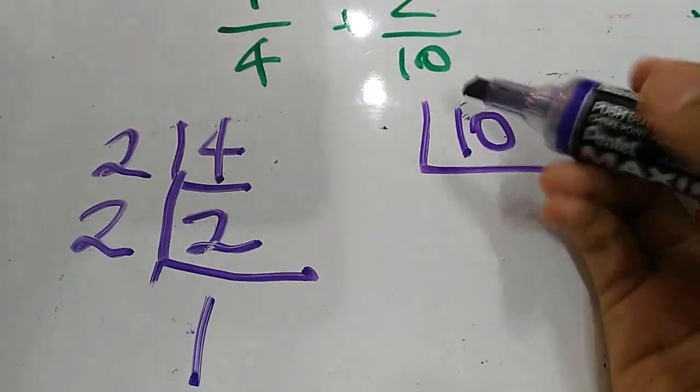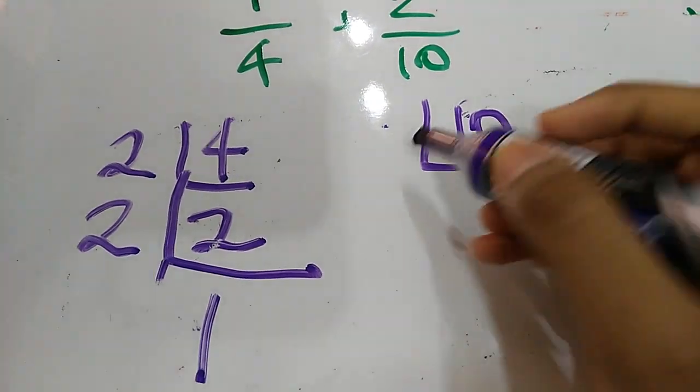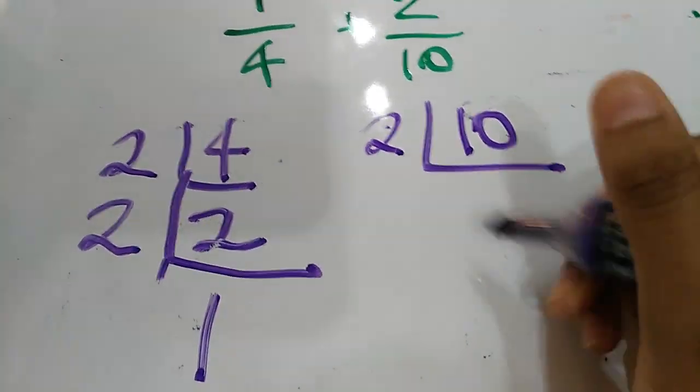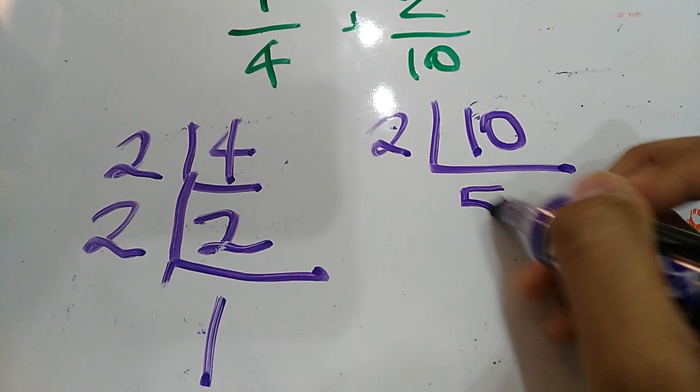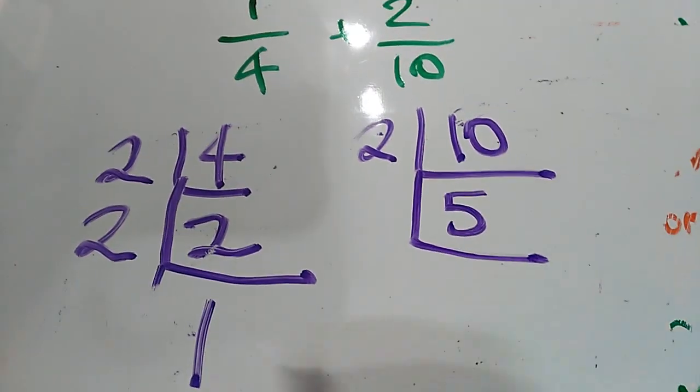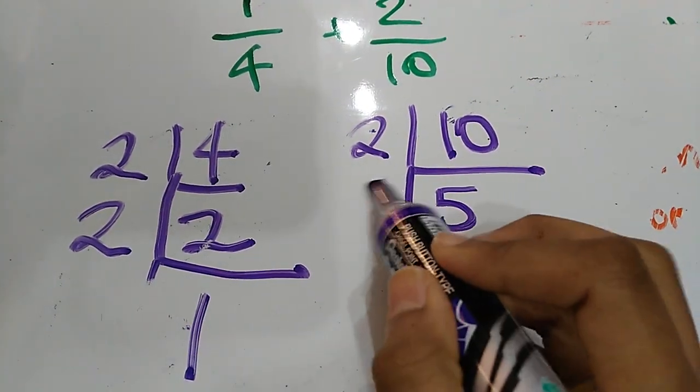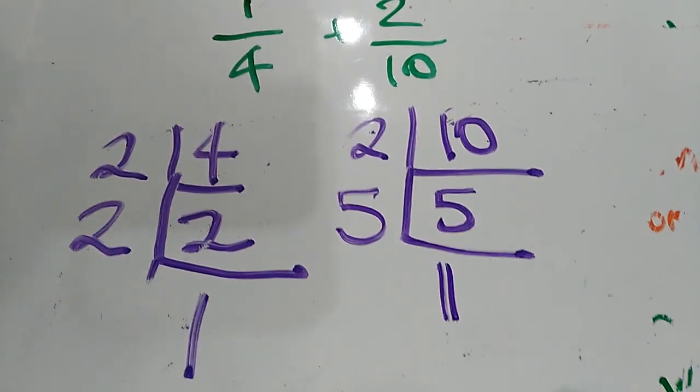Now I do the same for 10. What is the smallest prime number that can go into 10? 2. 10 divided by 2 gives me 5. What is the smallest prime number that can go into 5? 5. And that gives me 1.